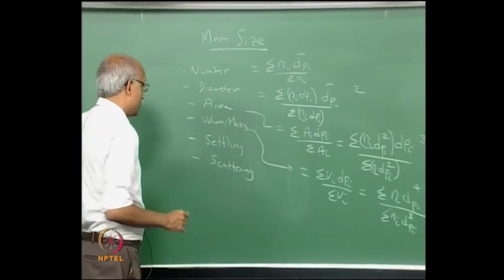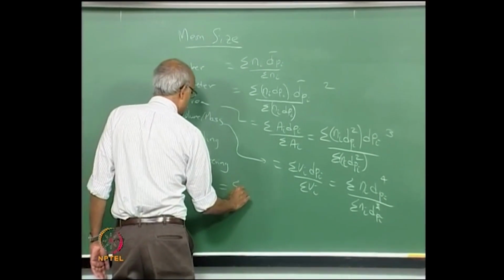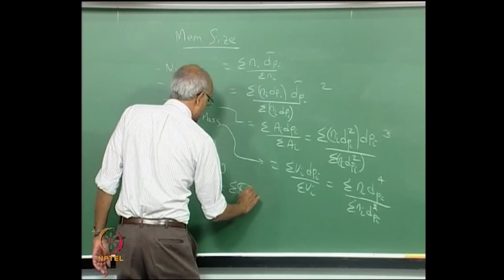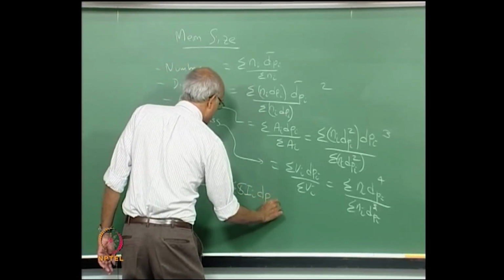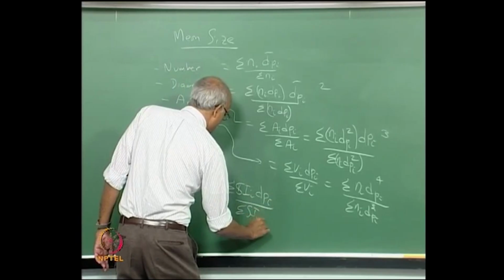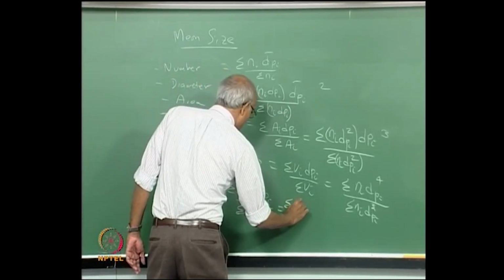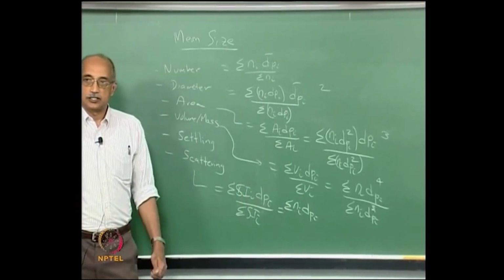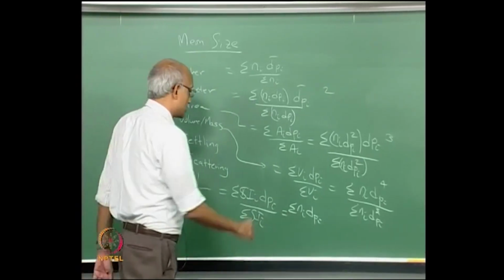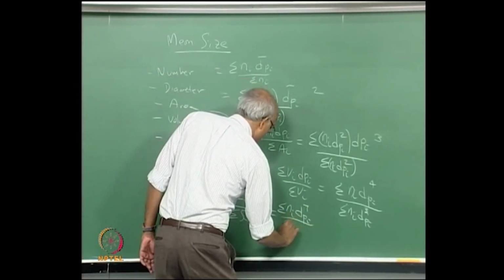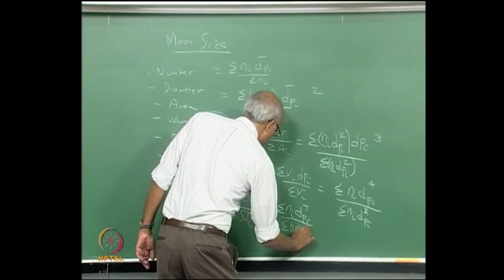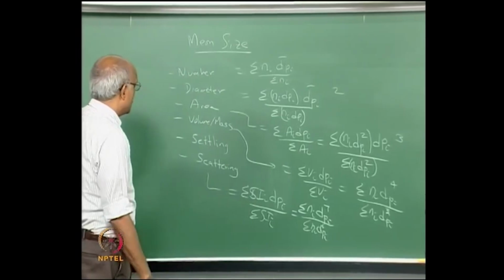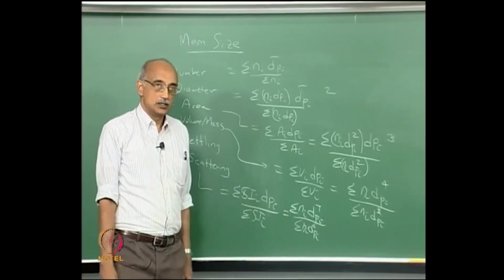And similarly finally when we come to a scattering mean diameter, this will be summation, let us call it a scattering intensity I, dpi over summation scattering intensity I, which is equal to summation Ni dpi, since the scattering intensity varies as dp to the power 6. So this will essentially become Ni dpi to the power 7 divided by summation Ni dpi to the power 6. As you can imagine, all these diameters can be substantially different from each other.